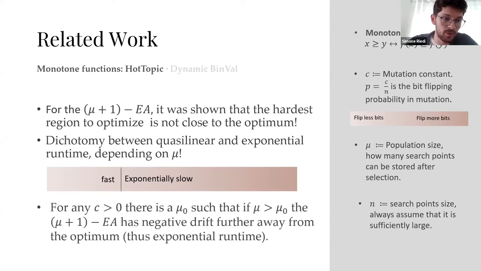So if we fix the mutation constant C, there exists this mu0 such that, again, if we pick a larger population, we end up with a slow algorithm and a negative drift further away from the optimum. While if we pick a smaller population size, we end up with a fast algorithm. So this is also very surprising, because the population size is thought to be positive. I mean, larger populations are thought to improve the algorithm, but it's not the case for the hot topic class further away from the optimum.